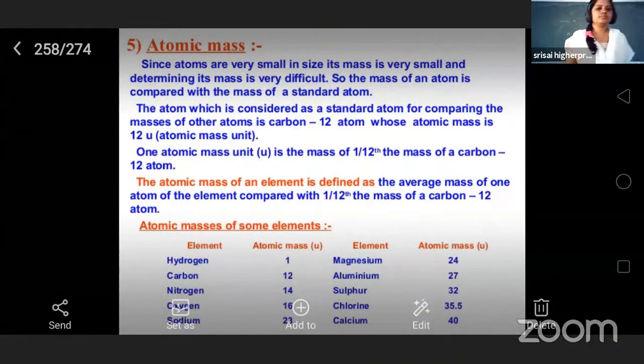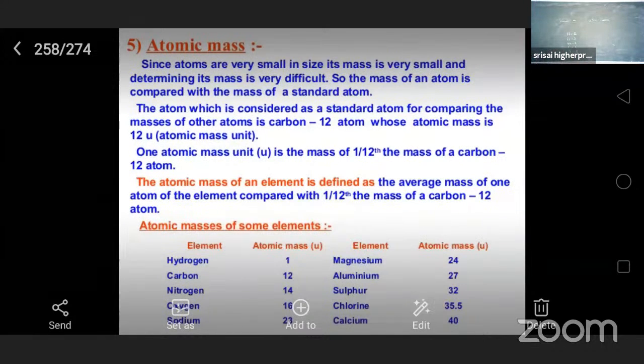You can see it. Now these are the atomic masses of these elements. You can find them in the periodic table. These atomic numbers are different. The nitrogen atomic number is 7, but atomic mass is 14.